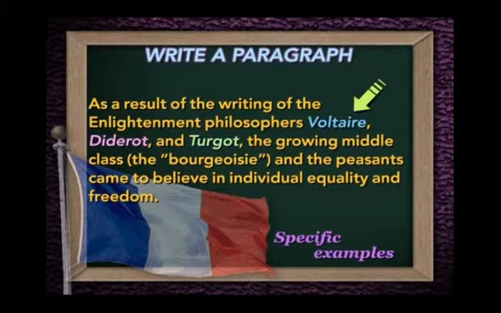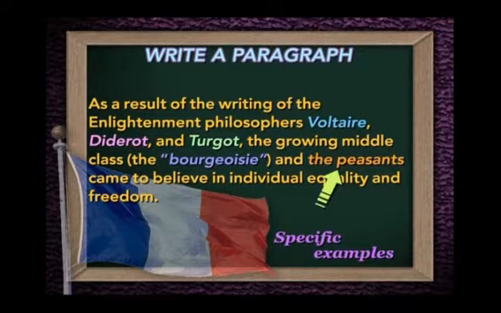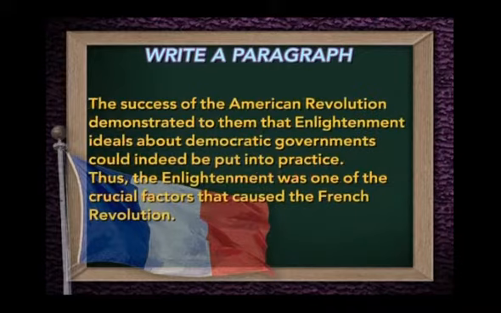I give 3 examples of famous Enlightenment writers. I use the term bourgeoisie because that was the term used to describe the middle class at this time. I mentioned the peasants, and I mentioned individual equality and freedom. The success of the American Revolution demonstrated to them that Enlightenment ideals about democratic governments could indeed be put into practice. Thus, the Enlightenment was one of the crucial factors that caused the French Revolution.